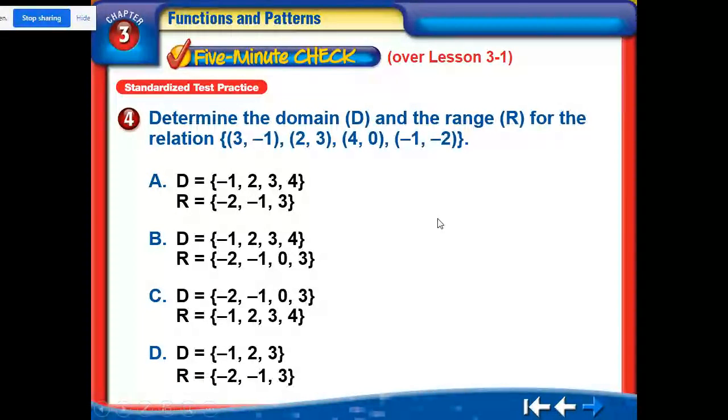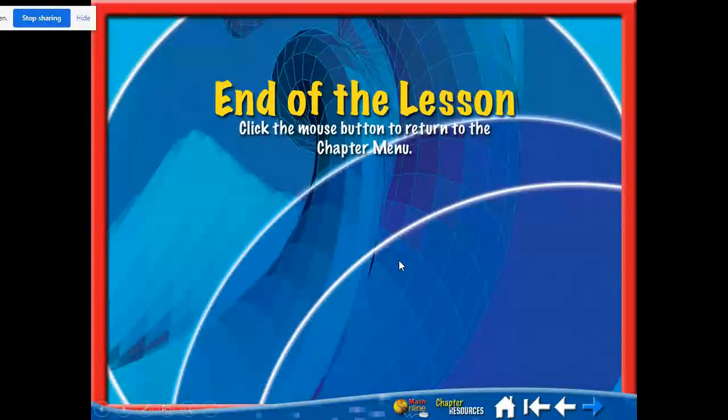And then here's writing the domain. So again, order from least to greatest. So we have 3, 2, 4, -1. So -1 goes first. And then here we have -1, 3, 0, and -2. So -2 goes first, -3. This one's missing the 0. We can't have that. And that's what I have for you today.